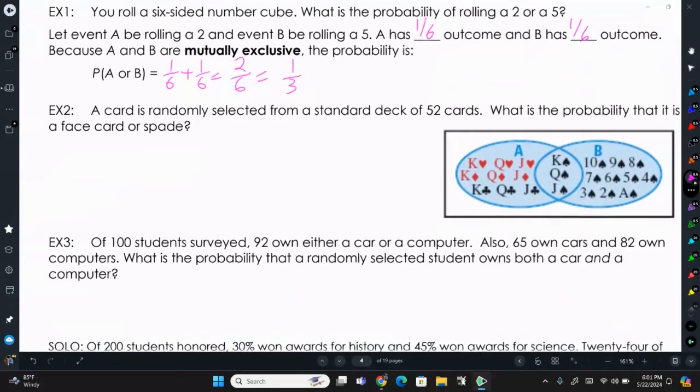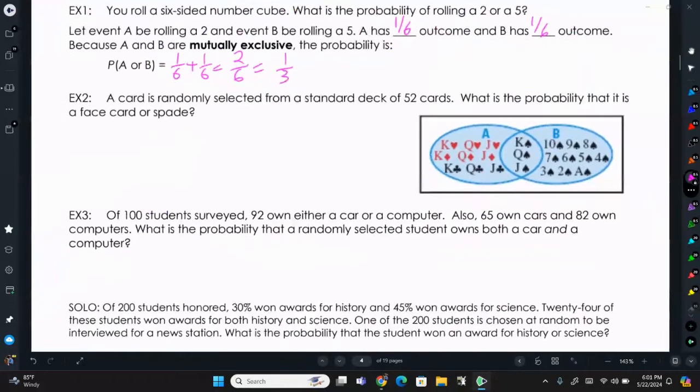Now, example 2. A card is randomly selected from a standard deck of 52 cards. What is the probability that it is a face card or a spade? Now, this Venn diagram here is here to help us look at the overlap that occurs, but we want to also do this mathematically. So we see that there are 3 cards here that are spades and face cards.